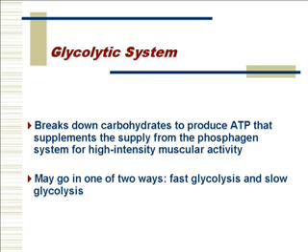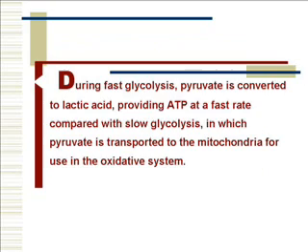The difference will be in the end products. Fast glycolysis will turn over so rapidly it won't really be able to get into the aerobic system, versus slow. It will have some opportunity to do so. So the end product during fast glycolysis is going to be lactate.